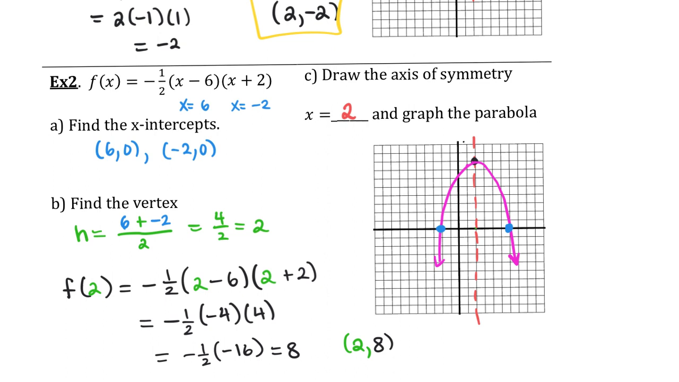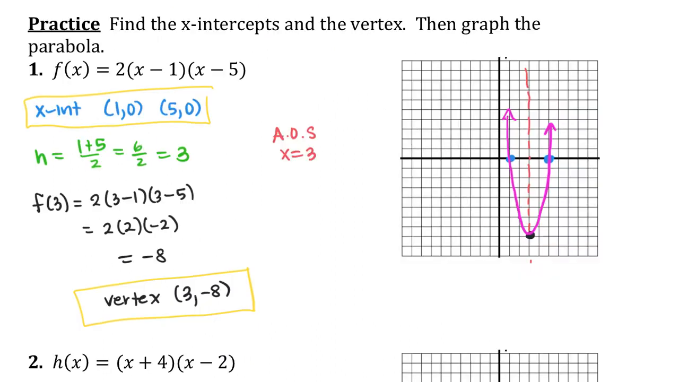Verify using your a value that you've done it correctly, and then unpause when you would like to check your answers. Okay, for number 1, my x-intercepts are (1, 0) and (5, 0). My vertex is (3, negative 8). It didn't ask me to, but I did draw my axis of symmetry to help me confirm my answer. The a value is 2, right one up 2, left one up 2, which looks reasonable. So this graph looks nice.